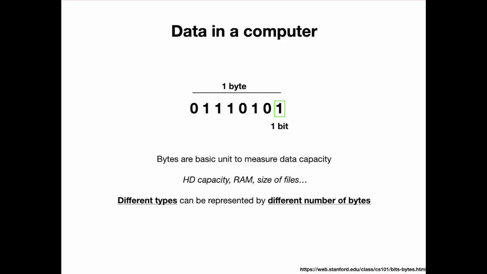So the bytes are the basic unit to measure data capacity. When you buy a hard drive, when you buy RAM, when you monitor the size of files, it's usually given in terms of bytes. And usually not only bytes, but megabytes, 10 to the power 6, or gigabytes, 10 to the power 9. So the different types, characters, integer, floating points, can be represented by different number of bytes.